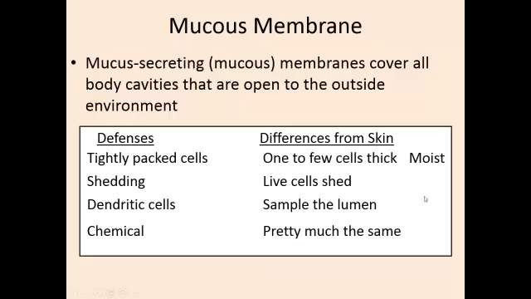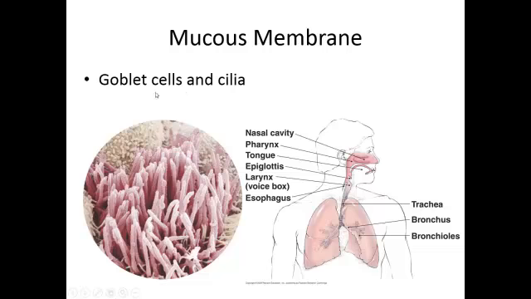Many parts of the mucous membrane have goblet cells and cilia. Goblet cells are the cells that actually produce the mucus. They're called goblet cells because they're shaped like a goblet. Mucus is sticky, so it traps particles, organisms, viruses, all of that fun stuff. And also we have chemical products like defensins and lysozyme that also inhibit the growth of microorganisms.